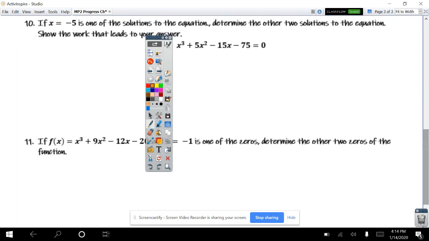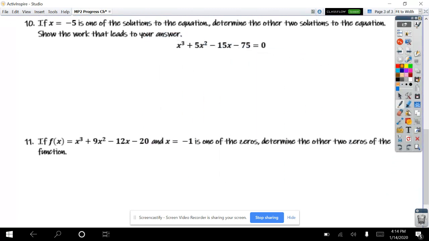We have 2 more to go. These are long division questions. So the first one says if x equals negative 5 is one solution, determine the other 2 solutions to the equation. So remember that if we know negative 5 is a 0 or a solution, that means we have a factor of x plus 5. It's always the opposite. So if we have a 0 at negative 5, we have a factor at x plus 5.